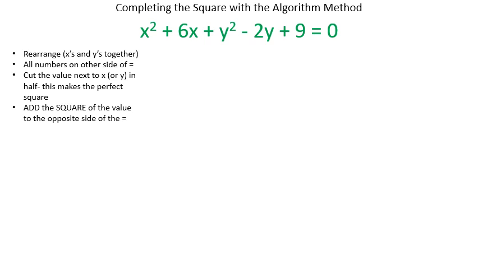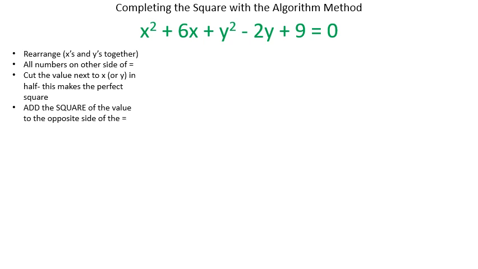So, same situation, you're given this thing. You know it's a circle because it has an x squared and a y squared, and you're supposed to figure out what's the radius of the circle and where is the center of the circle. So just like last time, we rearrange so that all the x's are together, all the y's are together, and then all the numbers just get scooted over to the other side of the equation.